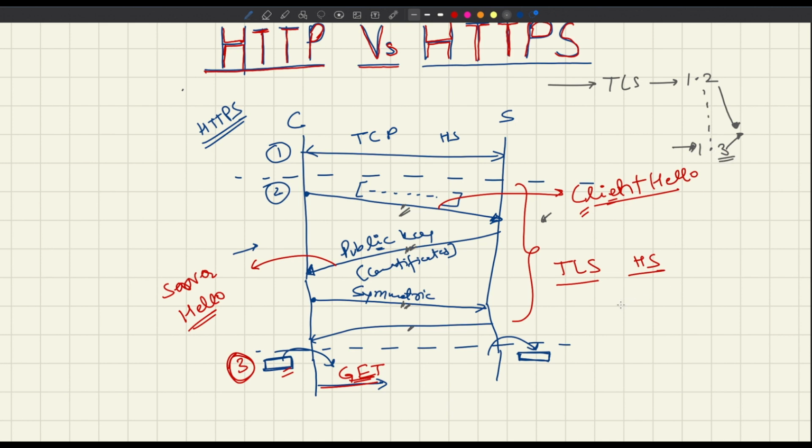And with that, I hope that you understood the difference between HTTP and HTTPS.